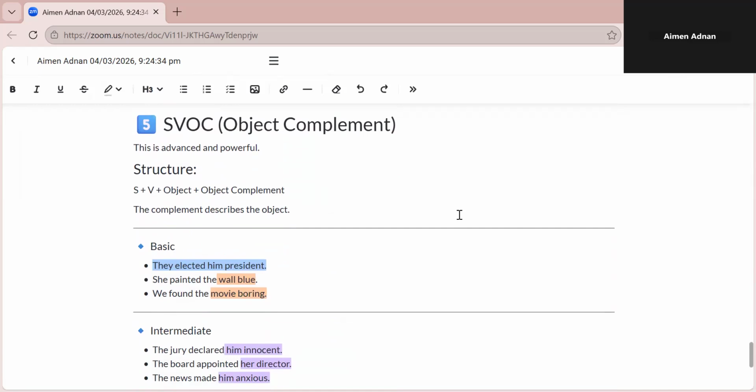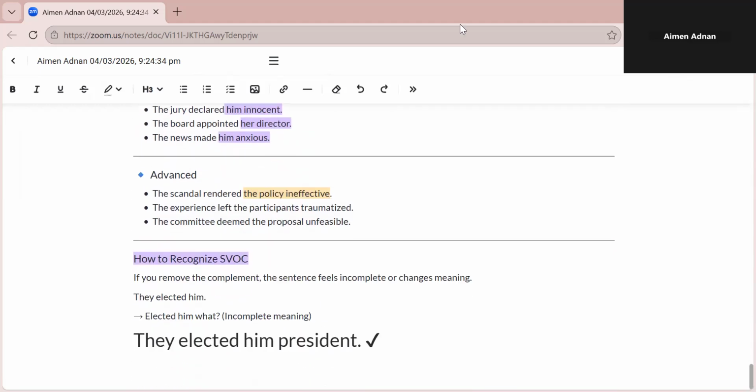And then we have the SVOC structure, which is subject, verb, object, and object complement. We have the subject, which is followed by verb, which is followed by object, and then we have an attribute about the object, which is the object complement.